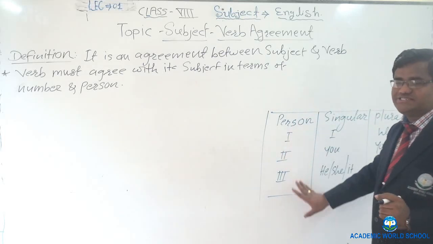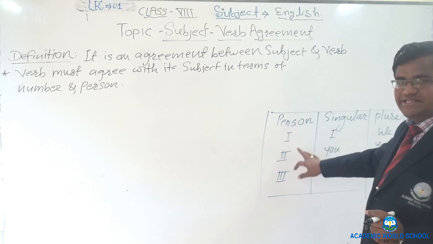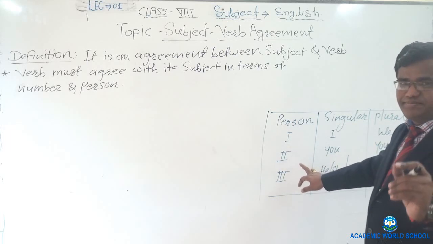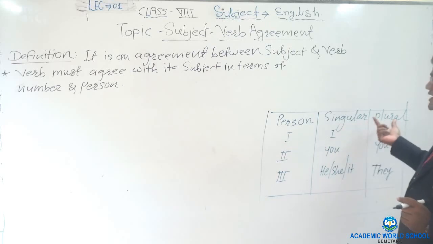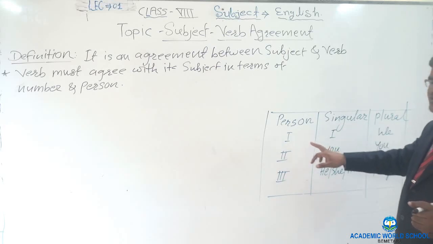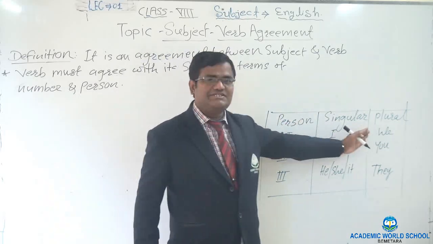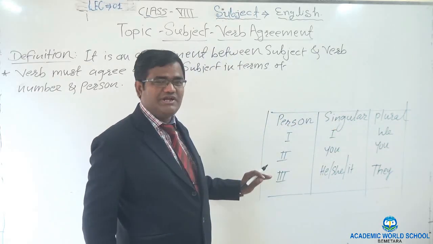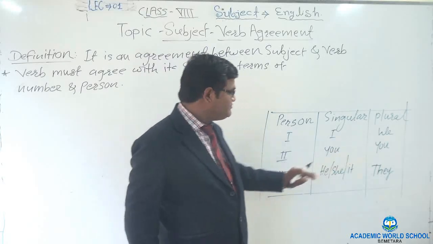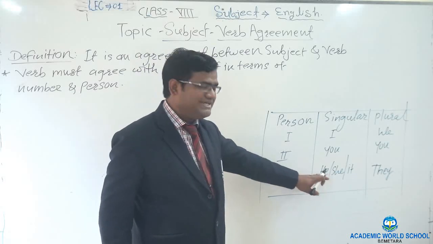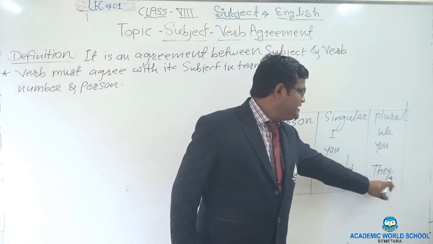Now let's see through this table. There we have to see persons first of all. There are three persons: first person, second person and third person. And we have two numbers, singular and plural. First person singular, subject is I. First person plural, subject is we. Second person singular, subject is you. Second person plural, subject is also you. Third person singular, subject is he, she, it. And third person plural, subject is they.